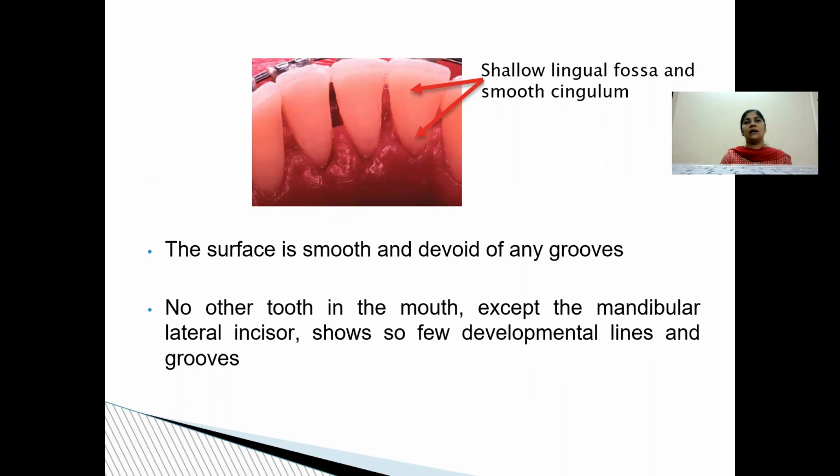This picture shows a mandibular central incisor where both the cingulum as well as the lingual fossa are labeled. As you can see, the lingual fossa is shallow, not a deep one as that of the maxillary central incisor, and you can see a cingulum which is pronounced but not as pronounced as the maxillary central incisor. The surface is smooth and devoid of any grooves. No other tooth in the mouth except the mandibular lateral incisor shows very few developmental lines and grooves.